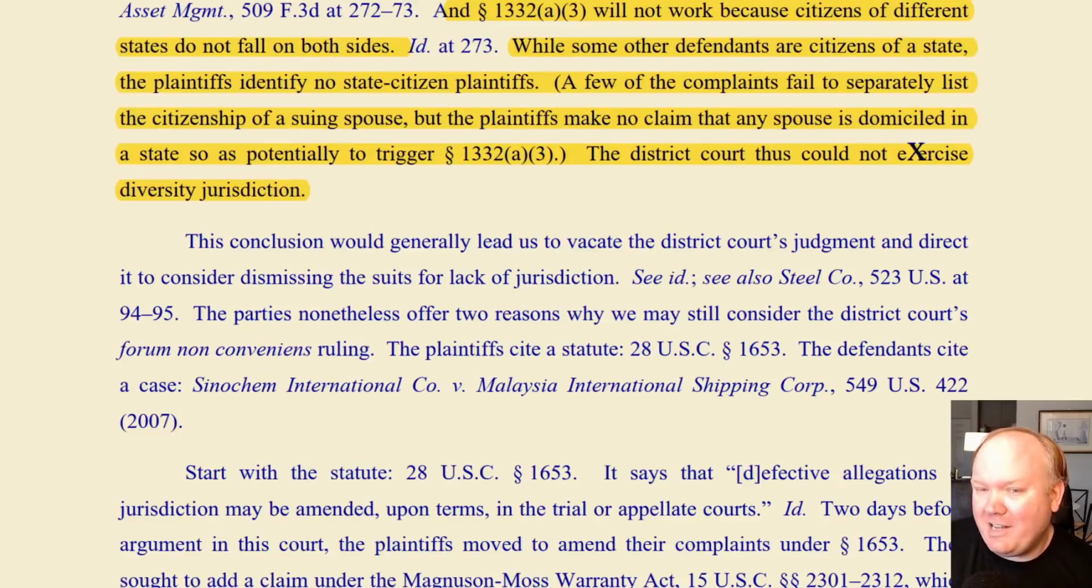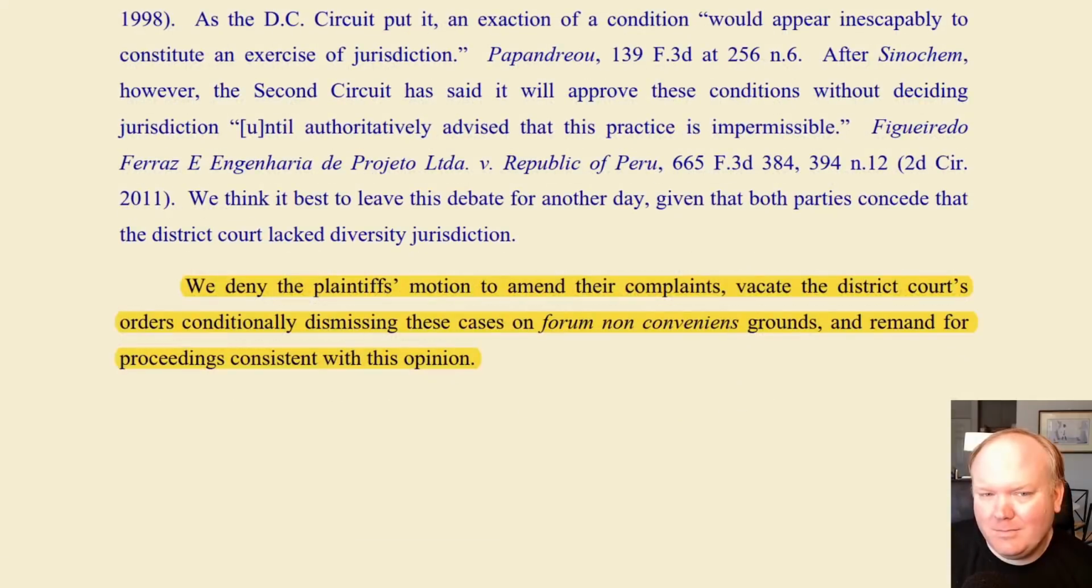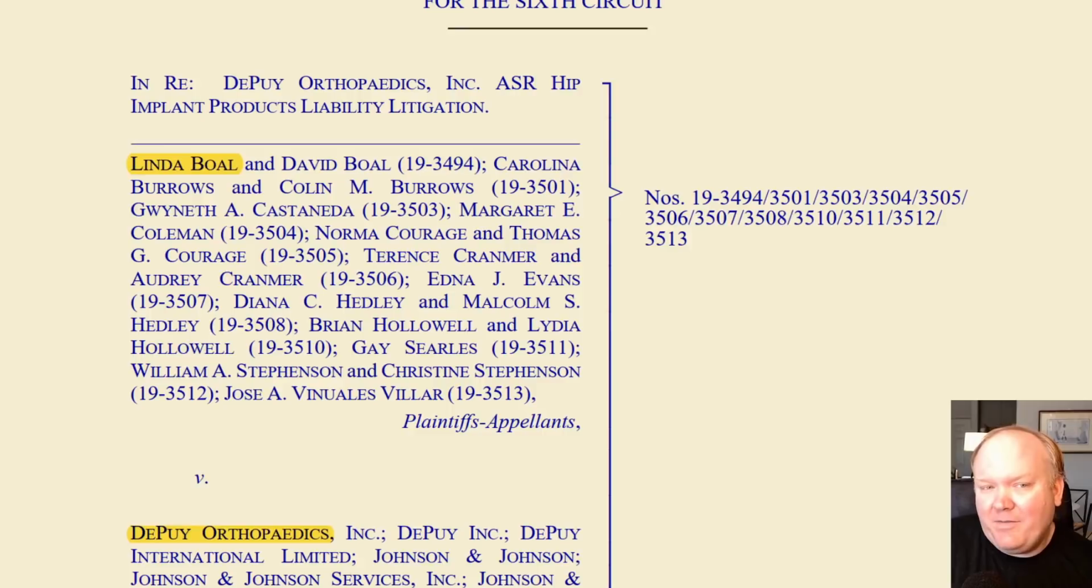Thus, the district court could not exercise diversity jurisdiction. Yep, that's the way it reads. We therefore deny the plaintiffs' motion to amend their complaints, vacate the district court's order conditionally dismissing it, and remand for proceedings consistent with this opinion. So that is the end of 8 years of litigation in the case of Linda Bolt et al. versus DePuy Orthopedics in various case numbers, as you can see on the right-hand side of the page. In this case, 12 different cases were brought.